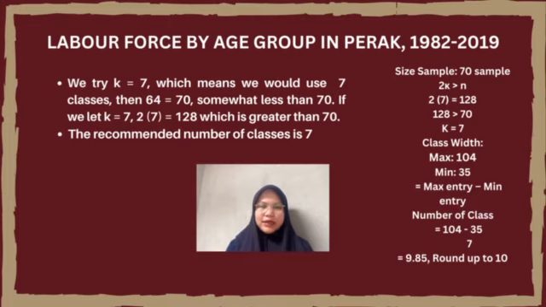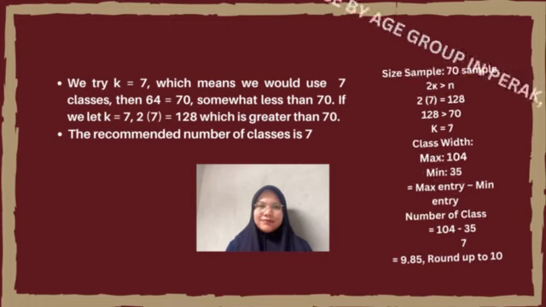For the sample size, n is 70, and 2 to the power of K is bigger than n. For the class width, the maximum number is 104 and the minimum number is 35. Lastly, we got the class width, which is 9.85, rounded up to 10.